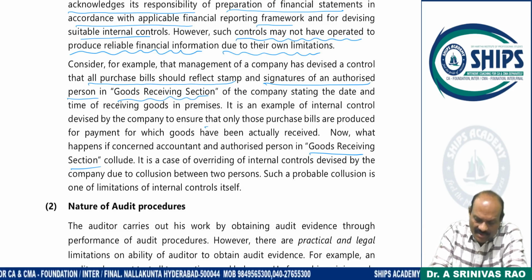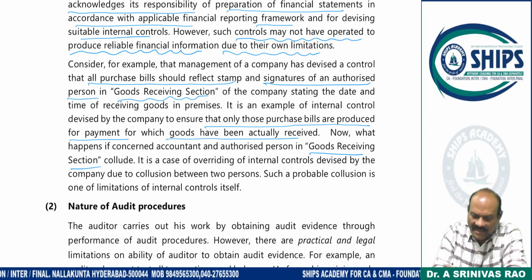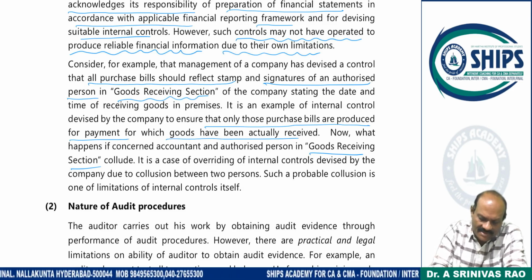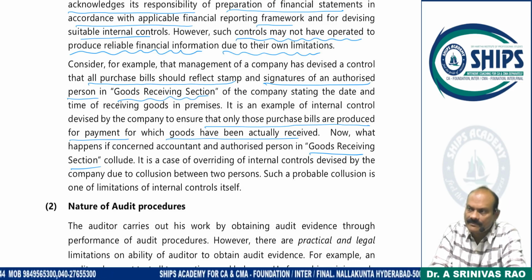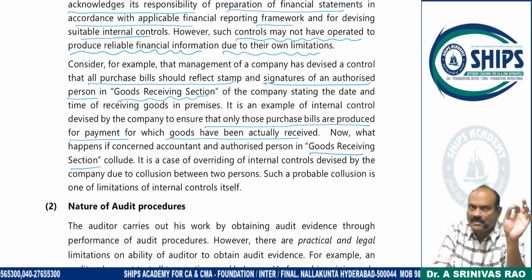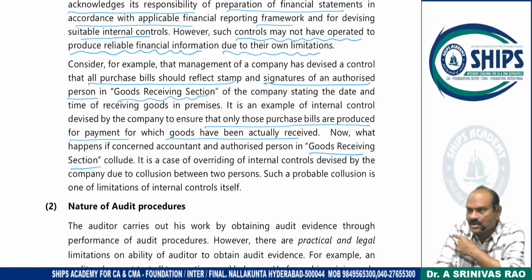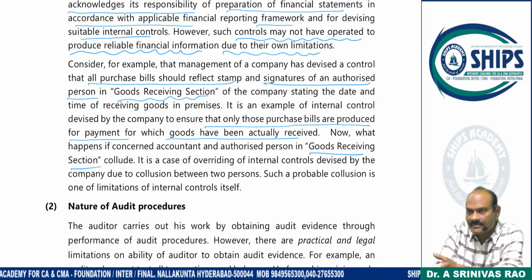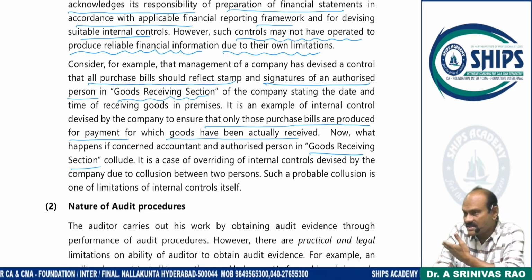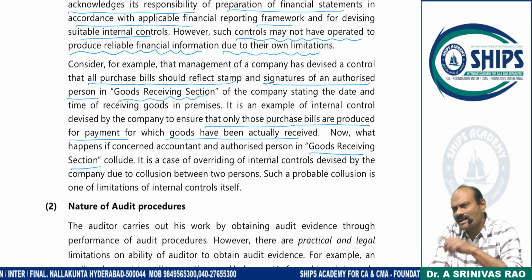The company wants to ensure that only those purchase bills are produced for payment for which goods were actually received. Now, what happens if the concerned accountant and the authorized person in the goods received section collude? At the gate, goods are received at 7 a.m., and the entry should be made in the store within 10 minutes. Hardly, carriage inwards won't take much time. But whereas the entry was made at 7 p.m., 12 hours later, what happened to these goods? Did they really arrive at 7?